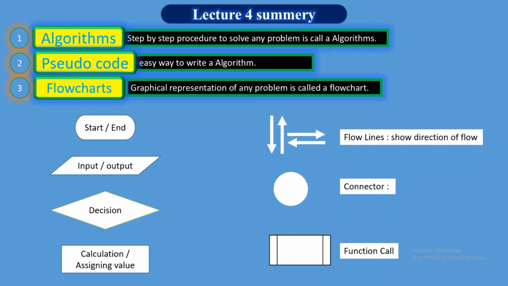We have different symbols. This symbol is used for start and end. This symbol is used for input and output, this one for decision, and this one for calculating or assigning any value. Arrows are shown for the direction of flow, this one is a connector, and this symbol is used for function call.